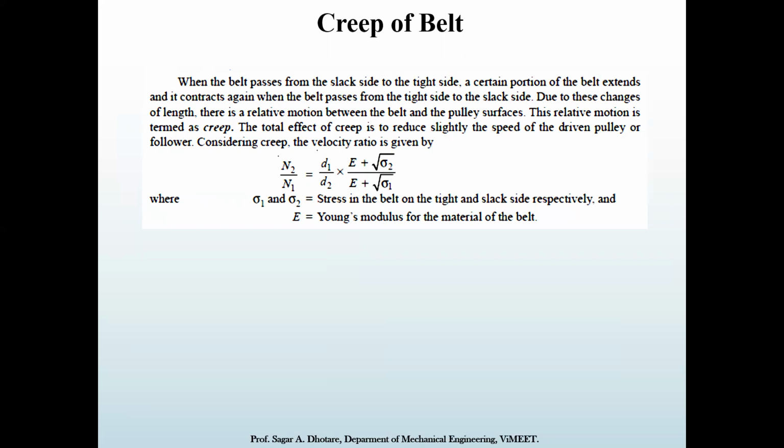Considering the creep in the velocity ratio, that is N2 by N1 is equal to D1 plus t divided by D2 plus t into E plus root of rho 1 divided by E plus root of rho 2, where rho 1 and rho 2, sorry, it's rho 1, are nothing but the stresses in the belt on the tight and slack side respectively. Rho 1 is the stress in the belt on the tight side, rho 2 is the stress in the belt on the slack side. E is the Young's modulus of the material of the belt.